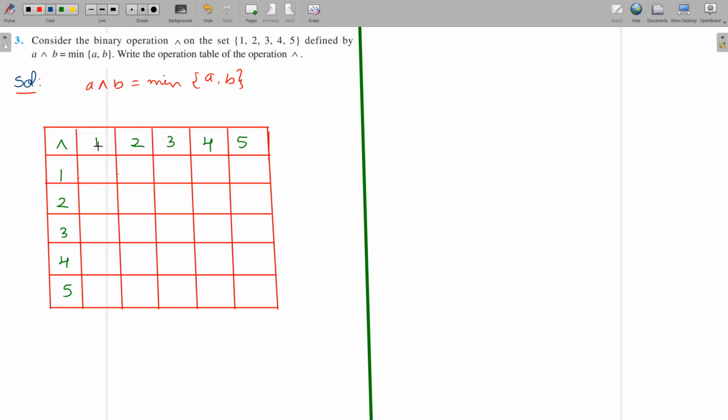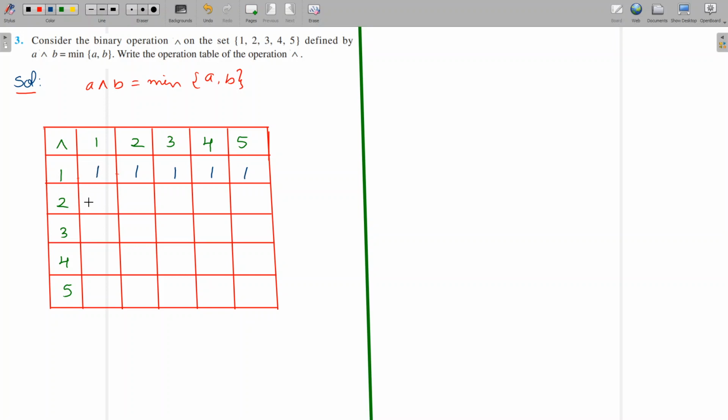1 AND 1, that means minimum of 1 and 1, that is 1. Minimum of 1 and 2 is 1. Minimum of 1 and 3 is 1. Minimum of 1 and 4 is 1. Minimum of 1 and 5 is 1. Now let us go to the next line.